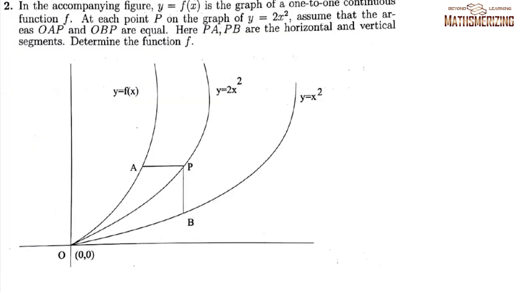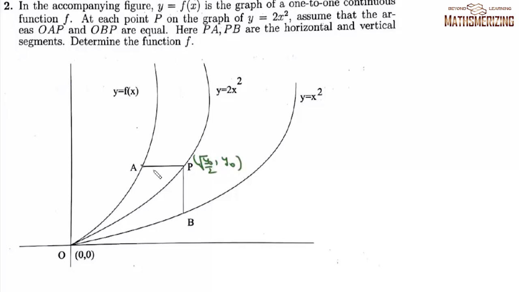Now question number 2 is, in the accompanying figure, y equals f(x) is the graph of a one-to-one continuous function. At each point P on the graph of y equals 2x square, assume that the areas OAP and OPB are equal. Here PA and PB are the horizontal and vertical segments. Determine this function f. Now suppose this point is y0, and here x will be square root of y0 by 2.